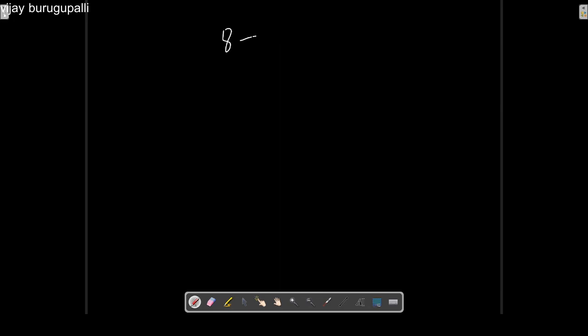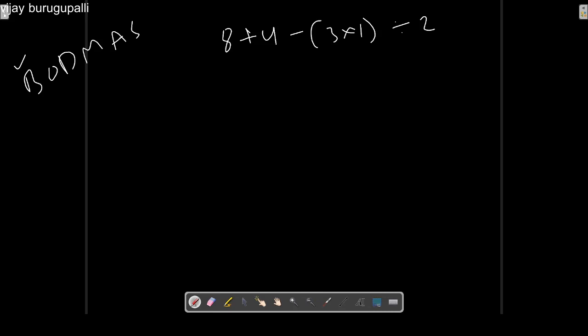Suppose let's consider the problem again. 8 plus 4 minus 3 into 1 divided by 2. So using BODMAS, we need to give first priority to the brackets. So here 3 into 1 lies in between brackets. So according to BODMAS rule, first we have to perform this operation. So the equation will become 8 plus 4 minus 3 divided by 2.